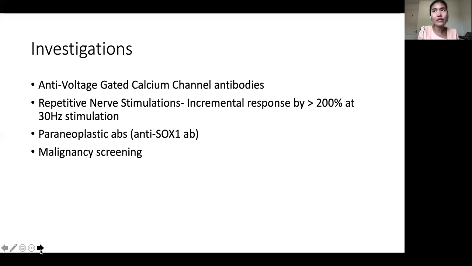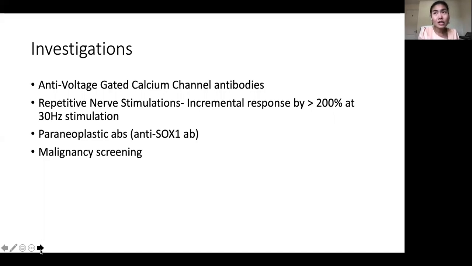Investigations, yes. So voltage-gated calcium channel antibodies, of course, we're going to study that, and we will do nerve conduction studies, okay? If you could recall, in myasthenia gravis, we saw a decremental response with repetitive nerve stimulation. This condition is a bit different. When you do repetitive nerve stimulation, you're going to overcome it, because you're going to send down a lot more action potentials to the nerve endings. Voltage-gated calcium channels will work, and there will be lots of acetylcholine vesicles stored in the nerve endings. They will be released, and there will be a significant increase in the output, by more than 200%. And then you get the diagnosis, which is Lambert-Eaton myasthenic syndrome.